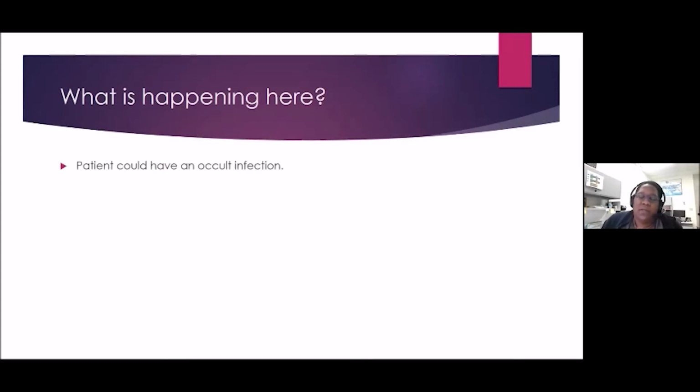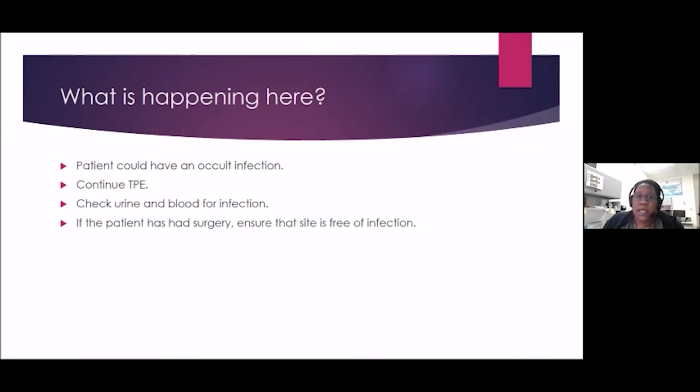Often with patients, if they initially respond to therapy and then they start to stall out, what I've seen in my 5 years of experience doing this is the patients often have an occult infection. So you continue TPE. What you need to do is investigate for a source of infection. And a lot of times it will be a urinary tract infection.